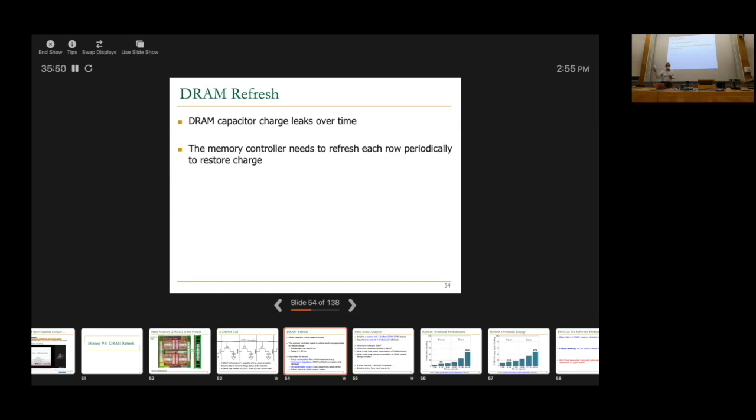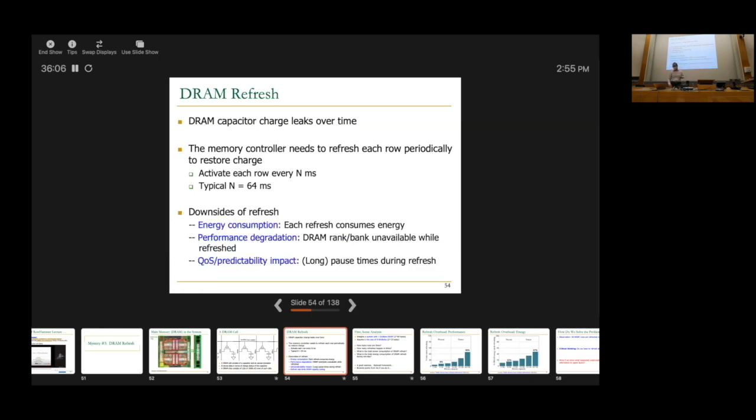So it's wasting power. Typically, you need to activate each row every n milliseconds, and today, n is typically 64 milliseconds or 32 milliseconds. At high temperatures, because leakage increases, you need to refresh even more frequently. So there are many downsides of refresh: energy consumption, performance degradation, quality of service or predictability impact. And refresh rate actually limits how big of memories you can build.